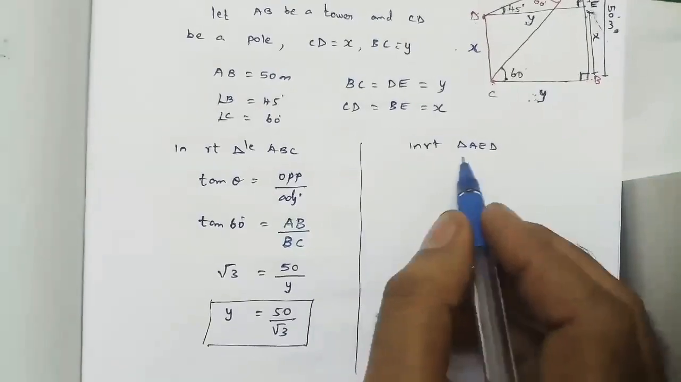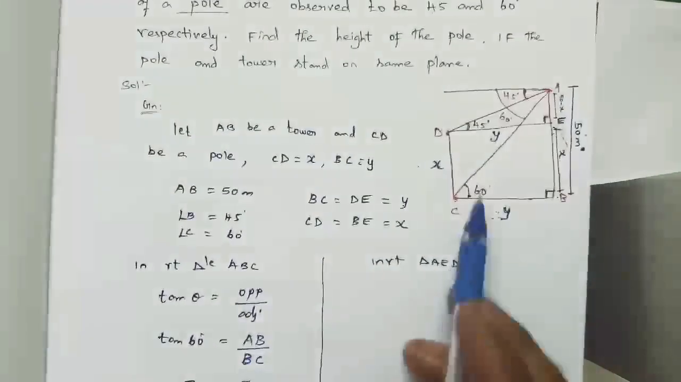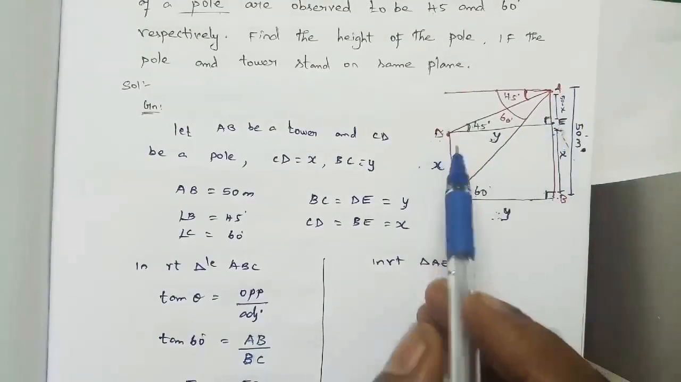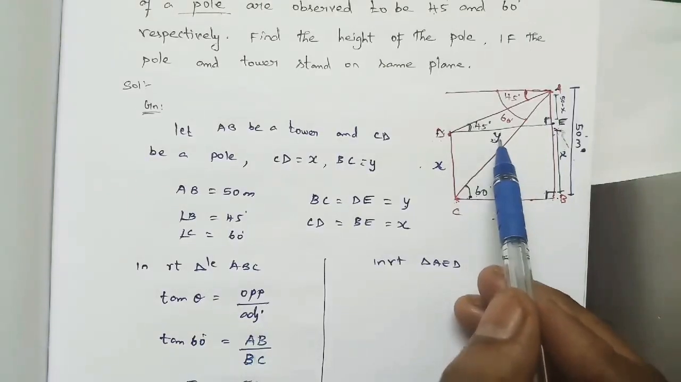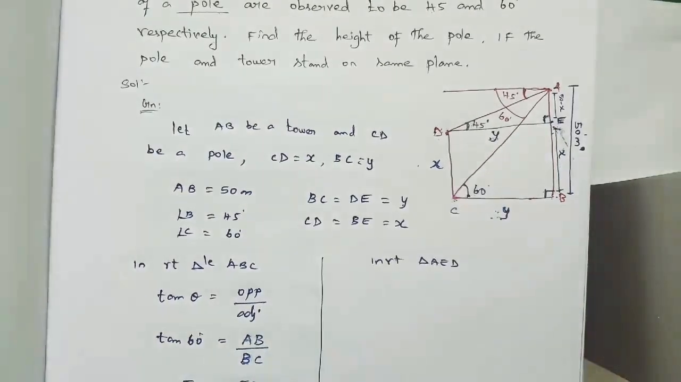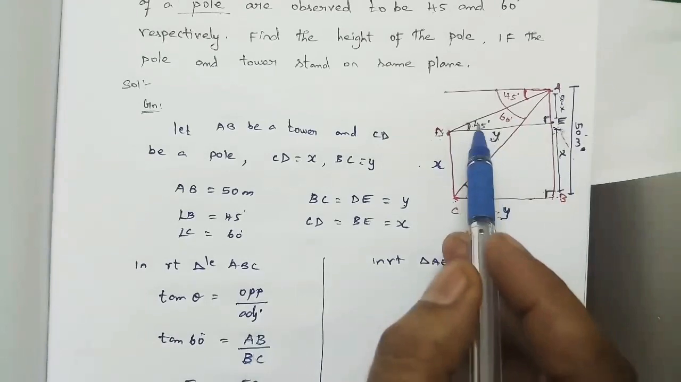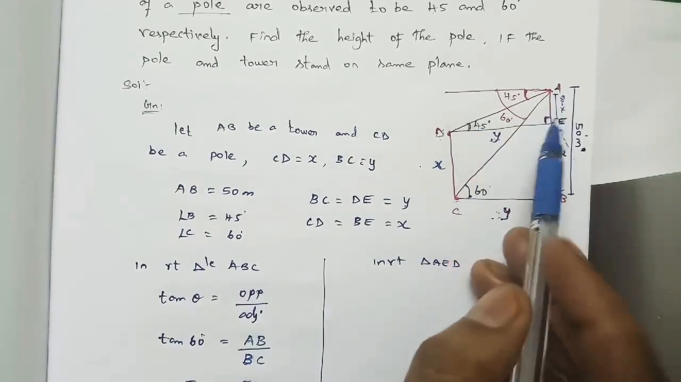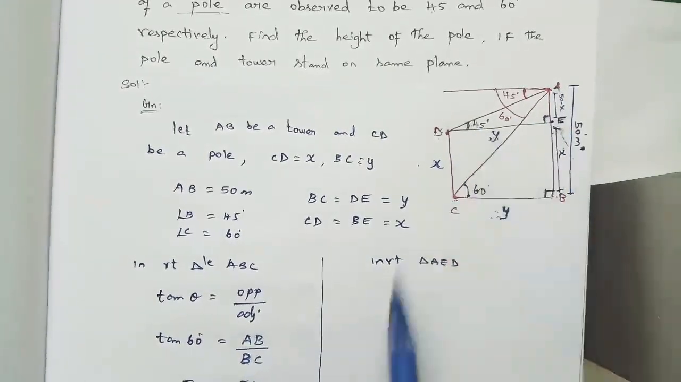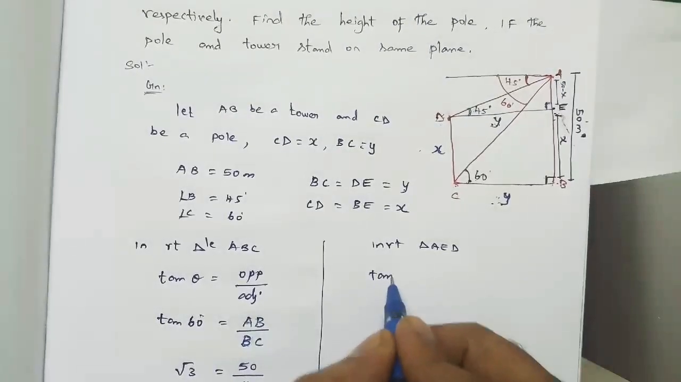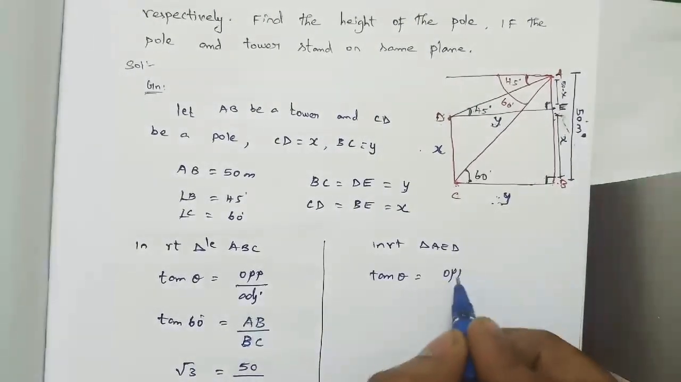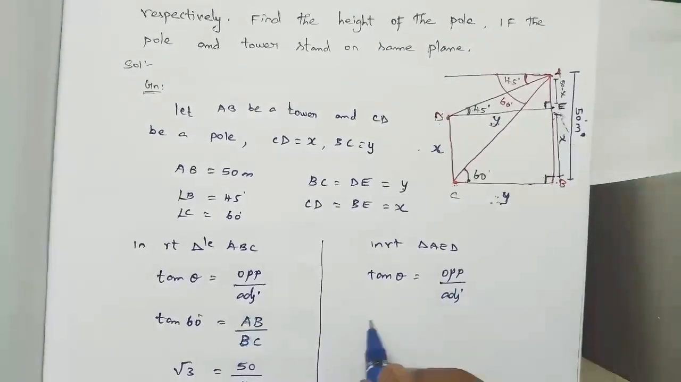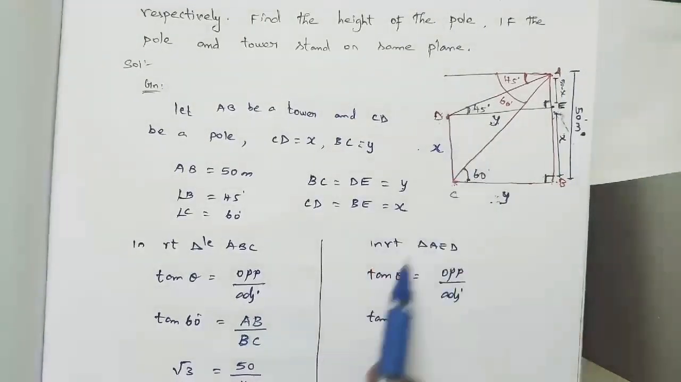Second, in right triangle AED, what do we want to find? We know the value of y, which is 50 by root 3. We know one angle and one side, so we want to find AE. Opposite side divided by adjacent side, so tan theta is equal to opposite side divided by adjacent side. What is the value of theta for triangle AED?